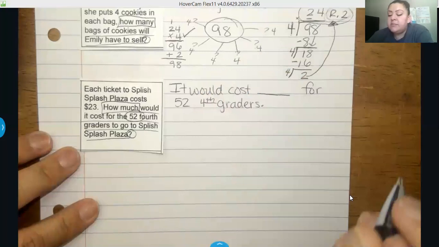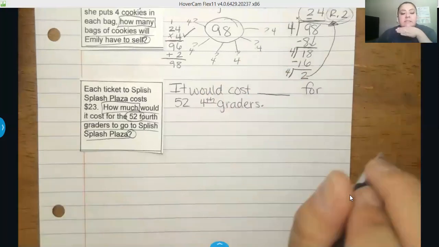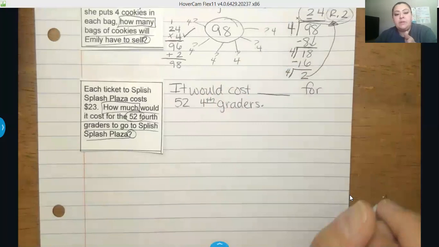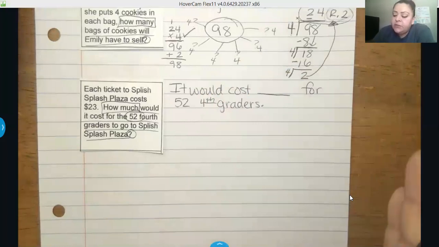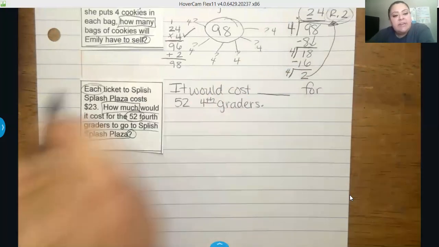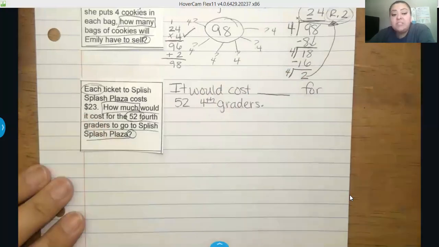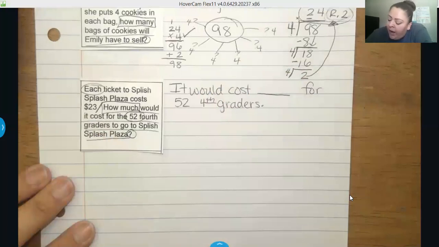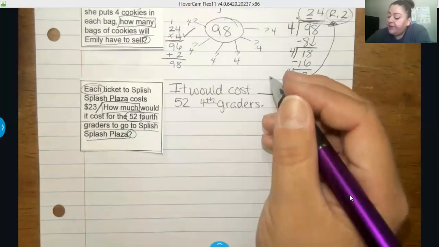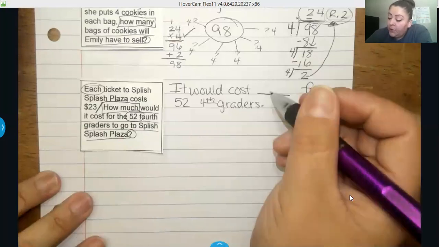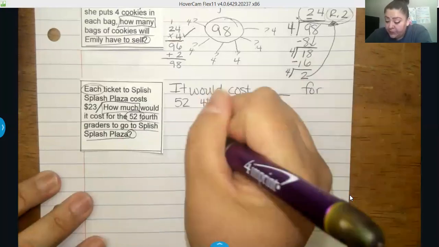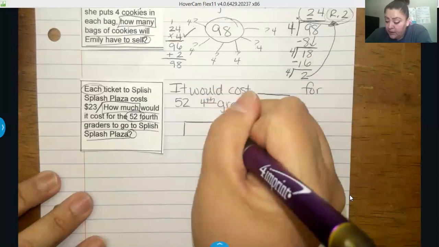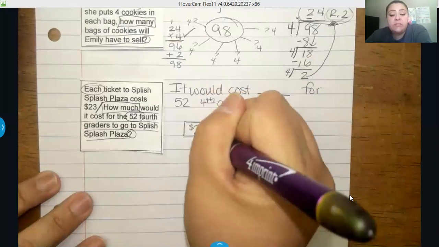All right, so now we're going to do our segmenting and tracking to set it up and see what we're doing here, either multiplying or dividing. So I'm looking for those clue words. Each ticket to Splish Splash Plaza costs $23. Okay, so that's actually one of those clue words, depending on how you read it, can mean to multiply or divide. So, I'm super sorry, guys. So one ticket, just one, costs $23. That's what we got so far.